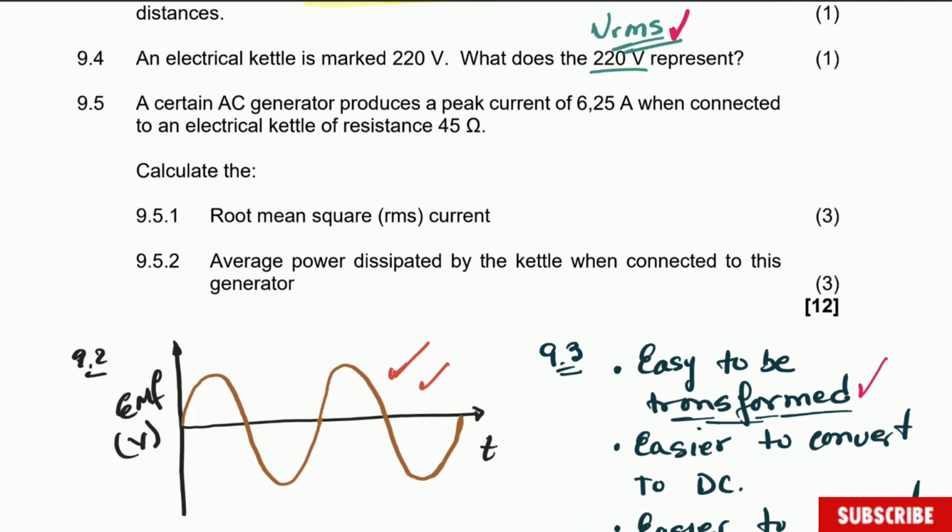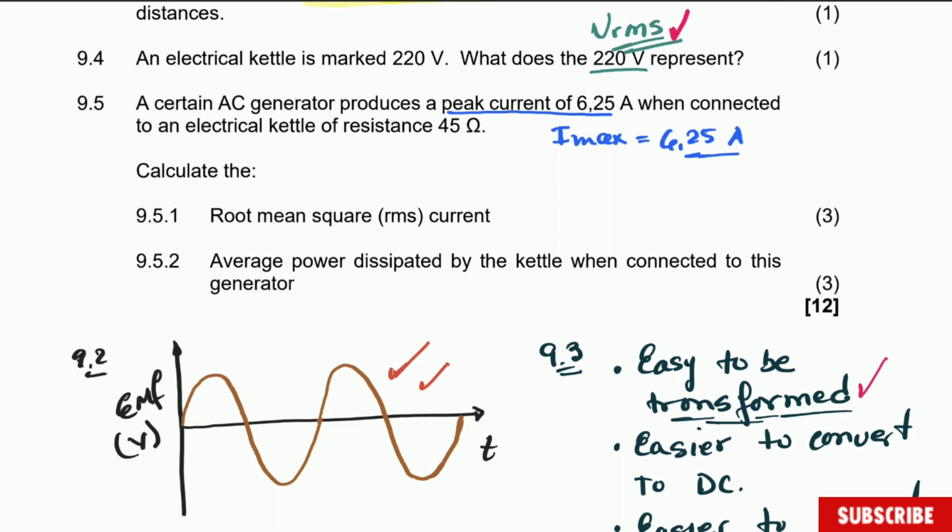Okay, now question 9.5. A certain AC generator produces a peak current, that means maximum current. So let's write it here just for control. That peak current means maximum current. So that is the maximum current. Maximum current is equal to 6,25 ampere. It's a very small generator.